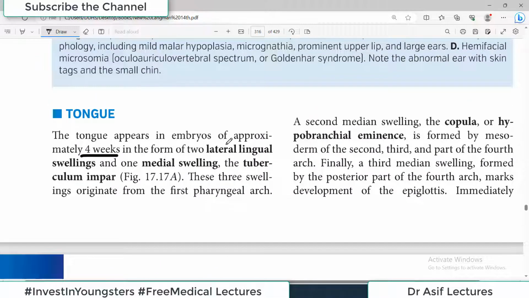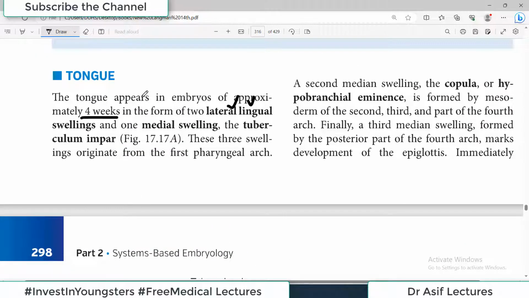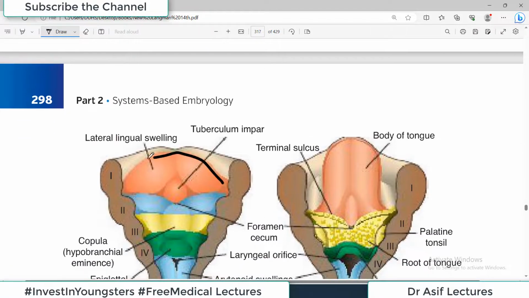और ये सारे नाम यहाँ लिखे हुए देखें, lateral lingual swellings and tuberculum impar. ये तीन major structures हैं जो initially appear होते हैं around 4 weeks. These three swellings originate from the first pharyngeal arch. Now that's an important thing again to know, कि ये जो tongue का ये वाला portion है जो आगे चल के obviously जो proper body of tongue बनेगा, that is all developed from the first pharyngeal arch.